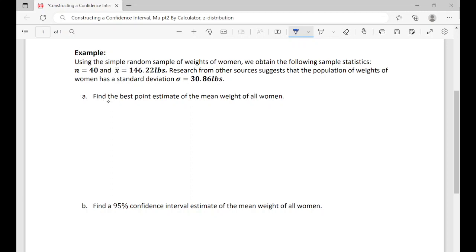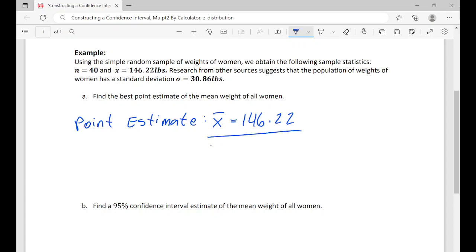So for the first one, we're going to find the best point estimate of the mean weight of all women. Well, the best point estimate is just going to be whatever x bar is. In this case, 146.22. That's all you need to know for that.